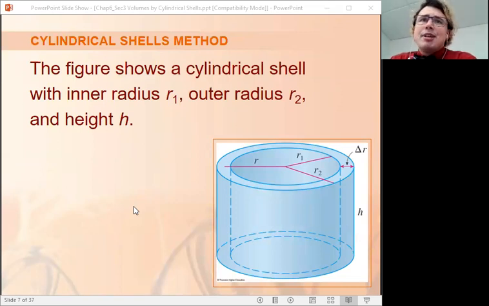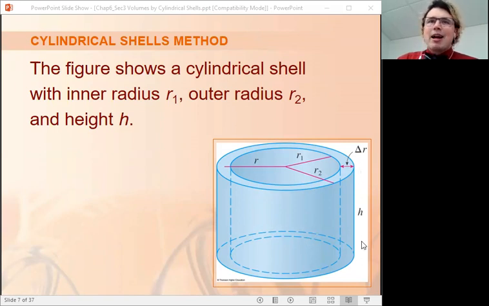Now, if I wanted to give this an actual volume, my cylindrical shell needs to have width to it. So this cylinder really has two different radii. R1 is my smaller radius. That tells me the radius for the hole in the cylinder. R2 is the larger radius. That tells me the radius for the outside of the cylinder.